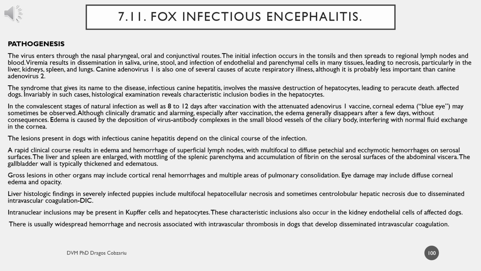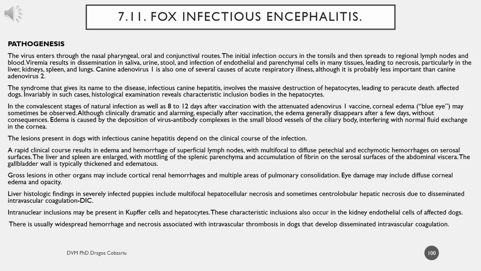The lesions present in dogs with infectious canine hepatitis depend on the clinical course of the infection. A rapid clinical course results in edema and hemorrhage of superficial lymph nodes, with multifocal to diffuse petechial and ecchymotic hemorrhages on serosal surfaces. The liver and spleen are enlarged, with mottling of the splenic parenchyma and accumulation of fibrin on the serosal surfaces of the abdominal viscera. The gallbladder wall is typically thickened and edematous.